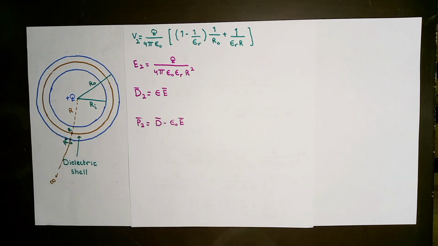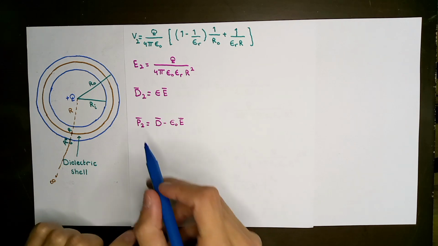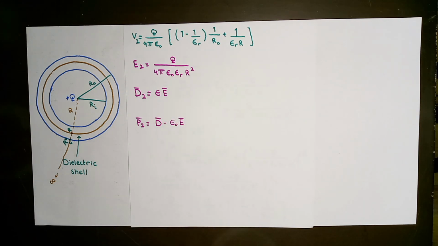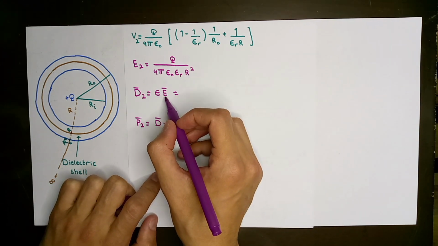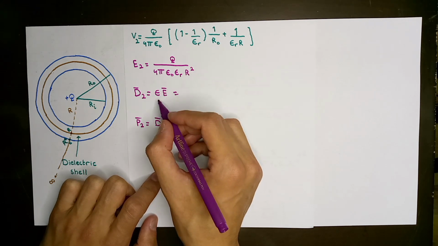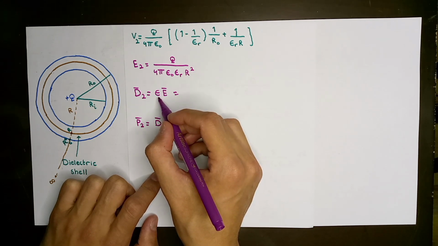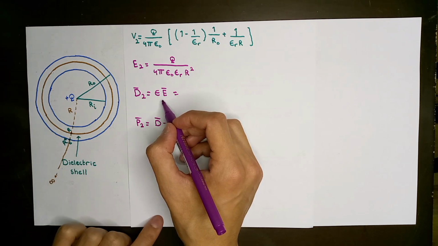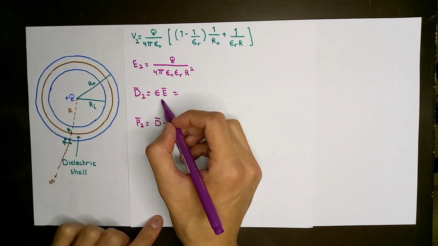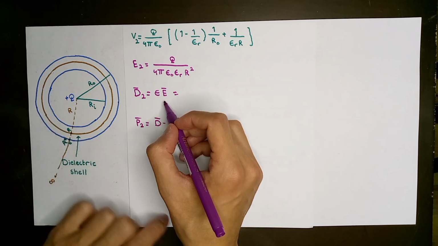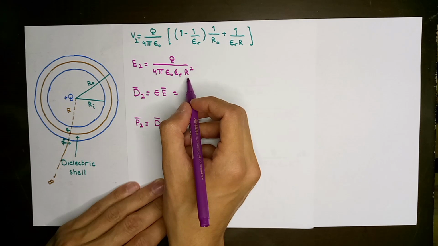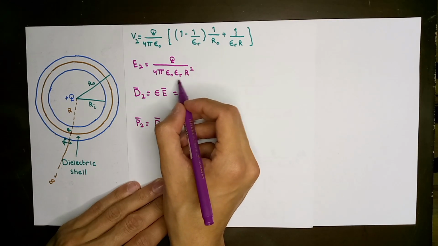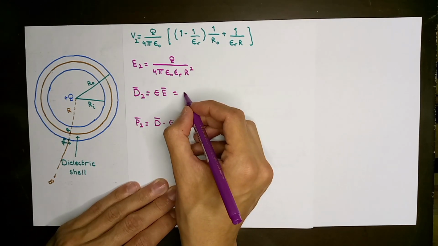Now let's calculate the other vectors. We are going to find the electric displacement by this formula, the electric permittivity times the electric field. The electric permittivity in this case is equal to the product of the permittivity of free space and the relative permittivity of this dielectric. So the final answer is going to be identical to this equation, but without these couple of epsilons in the numerators.